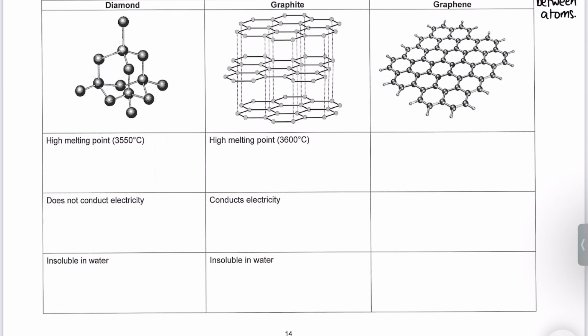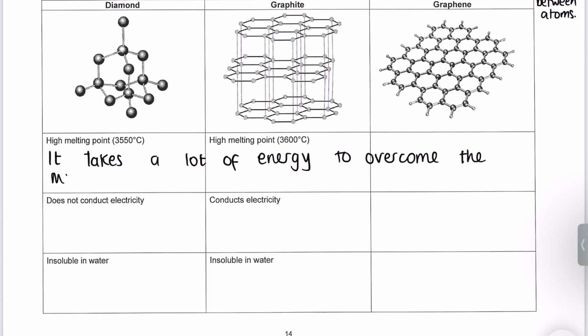Now all three of these things have high melting points, so I'm going to write across all of the table at once. Why do they all have high melting points? Because it takes a lot of energy to overcome the many strong covalent bonds between the atoms.